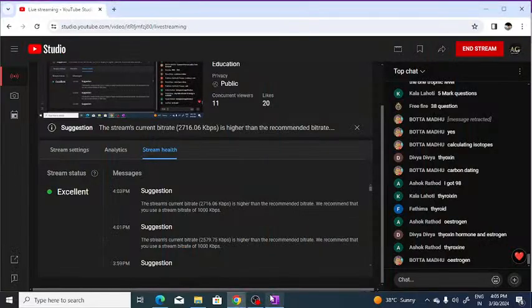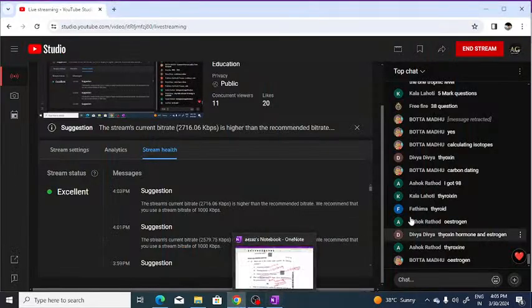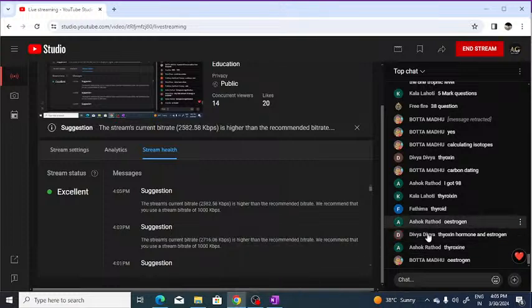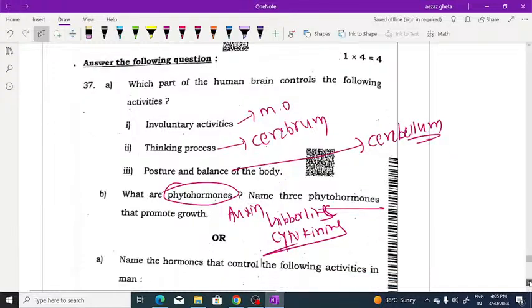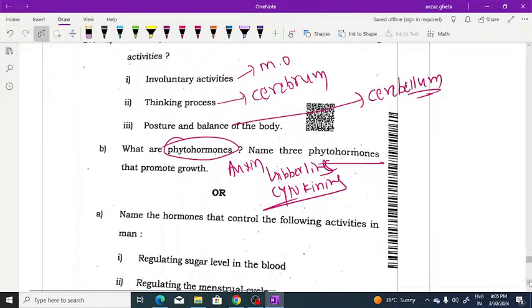Chalo, boys and girls, we'll see. Estrogen, yeah, estrogen is the right answer. Yeah, Divya, that is thyroxine for the metabolism and estrogen for the menstrual cycle. Correct. Perfect answer. Very good. Either this question you would have written or the hormone question you would have written.